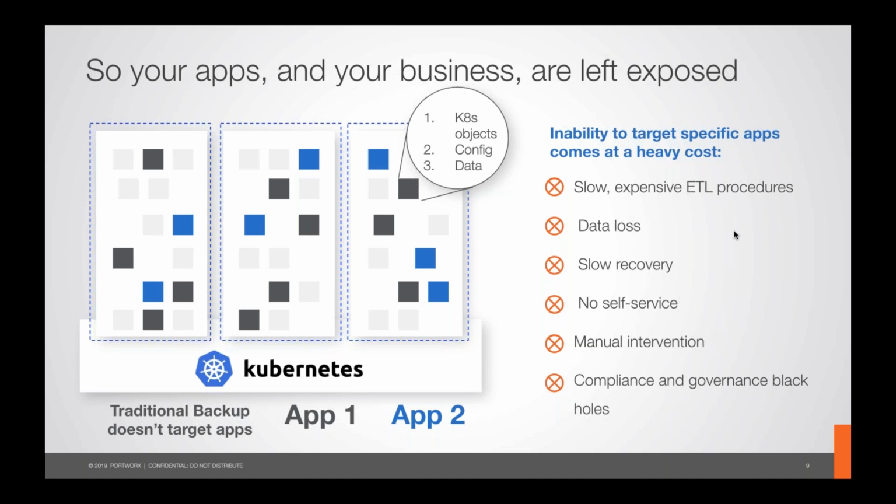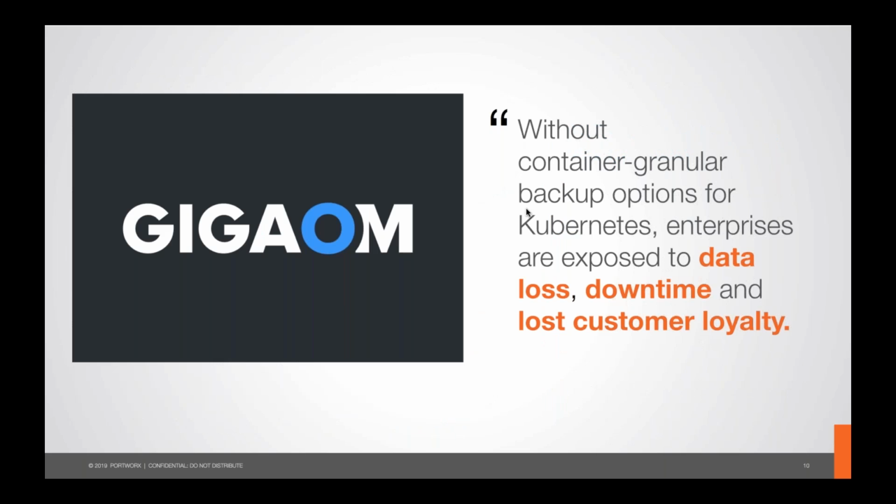We talked about slow, expensive ETL procedures as I take tooling that was designed for a VM specific workload and try to apply it to containers. If I'm doing a lot of manual work, there could be possibility of losing something, and I end up losing some data. Slow recovery because I'm not optimized from an RTO perspective. Clearly no self-service. The list goes on and on.